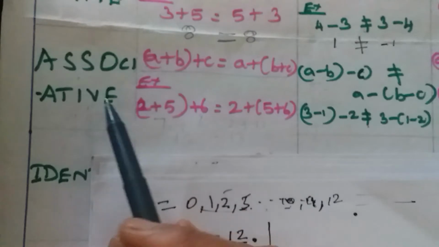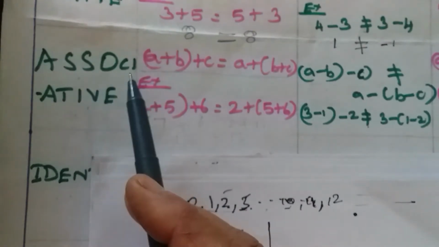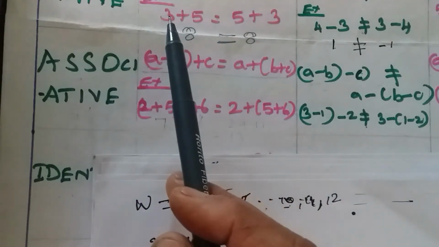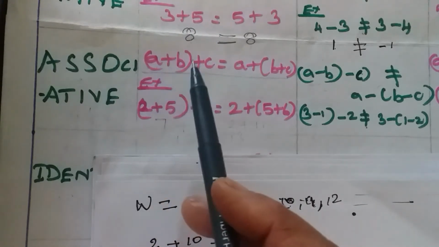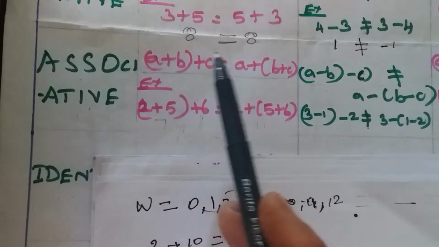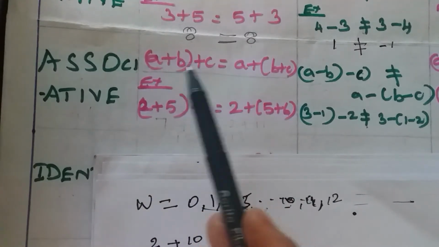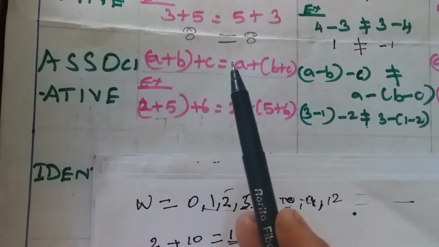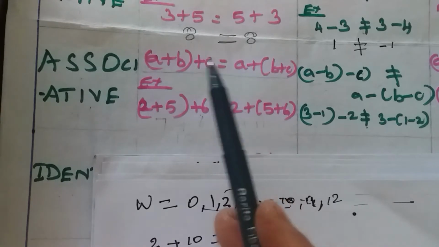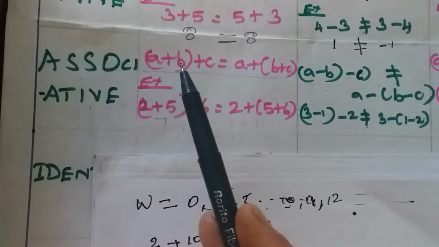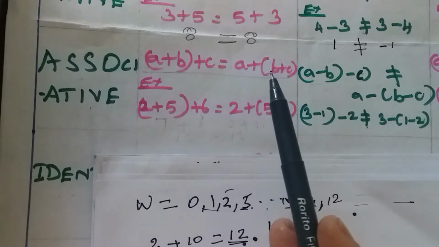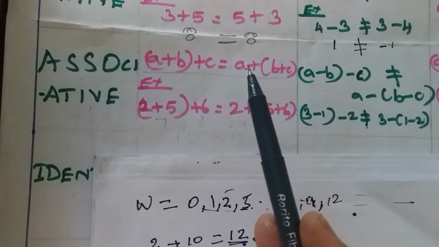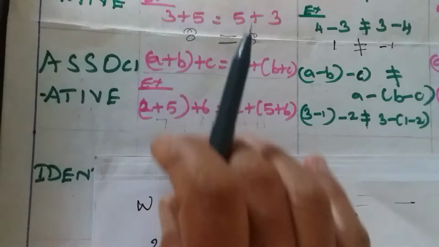Now the third property is associative property. It is just like commutative. In commutative, we added only two numbers A and B. In associative, we are adding three numbers A, B and C. This is the left hand side, and after the equal to is the right hand side. On the left hand side, we add A and B and then add the third number. On the right hand side, we add the second number and third number, then add the first number. We'll see an example.